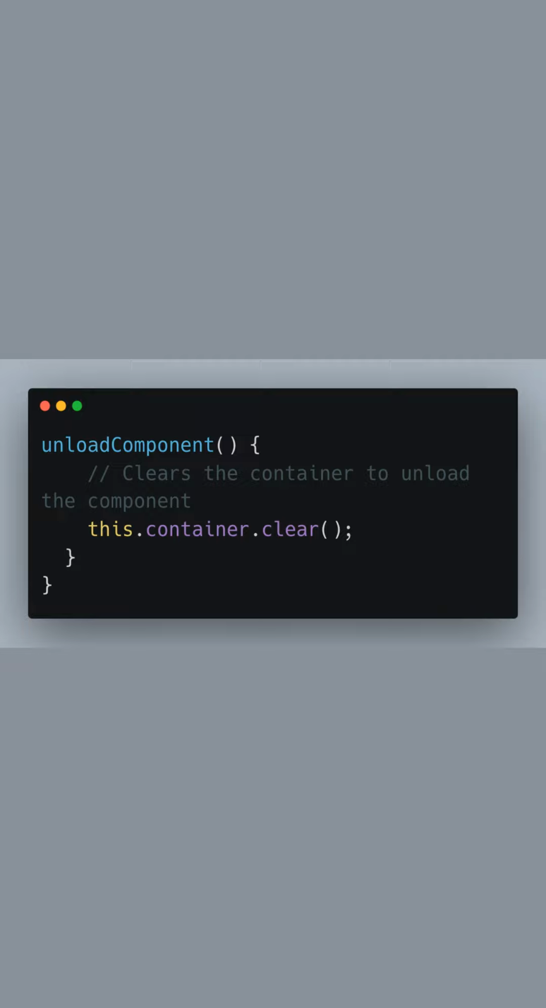The unloadComponent method is straightforward. Its sole job is to clear the container, which removes the dynamically loaded component from the view. This is a critical step to free up resources, especially on memory-constrained devices like mobile phones.